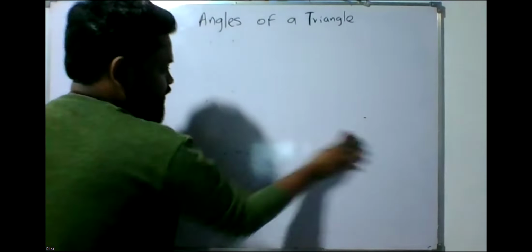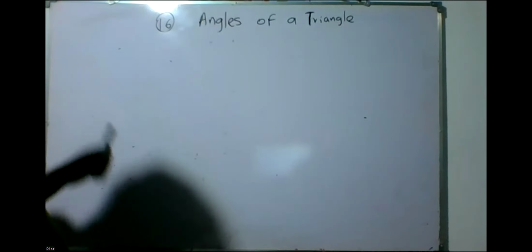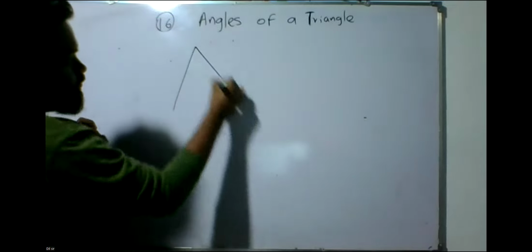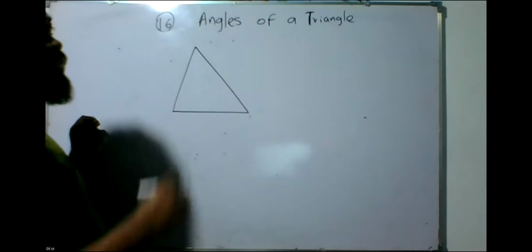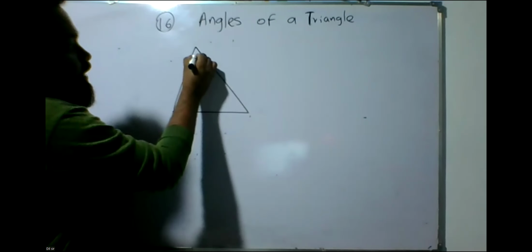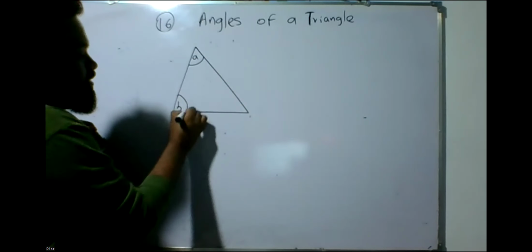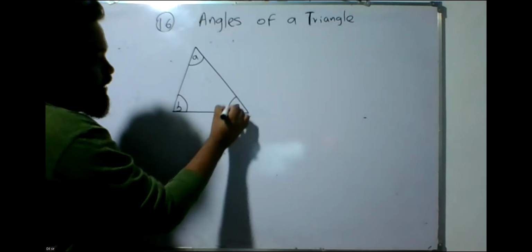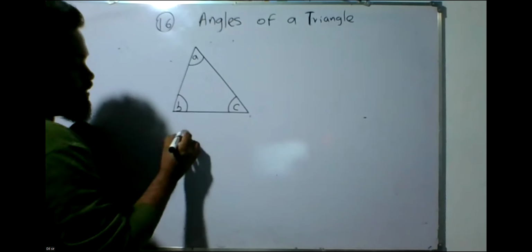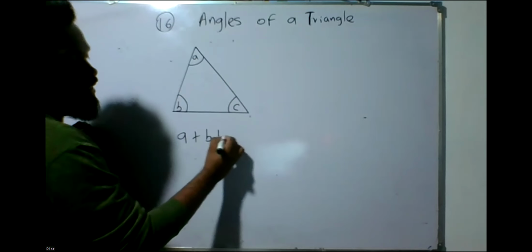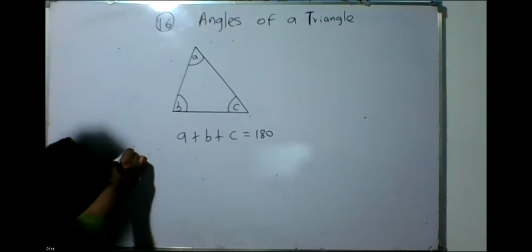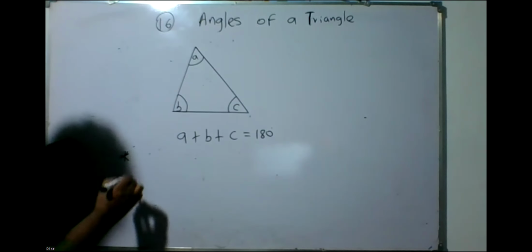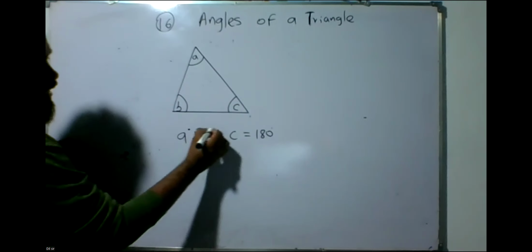Next one. Still we are in the revision. But this is a triangle. It has three sides and three angles. Interior angles, there are three, A, B, C. Very, very familiar. Sum of the interior angles of a triangle is 180 degrees. Take a triangle and A plus B plus C equals 180.